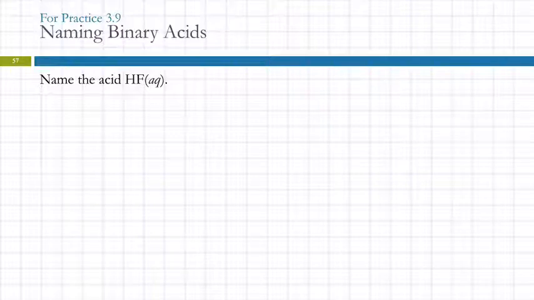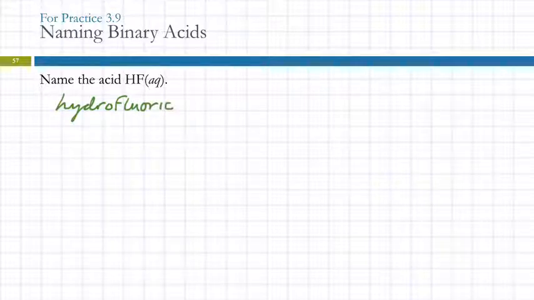Okay, so let's name this. We look, it's two nonmetals, there's no oxygen, so we're going to use that prefix hydro. And then I heard somebody say it, we take fluorine and it becomes fluoric. So hydrofluoric. Remember, there's no flour in fluorine. Fluorine is gluten-free, right?